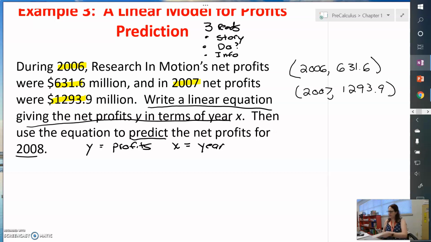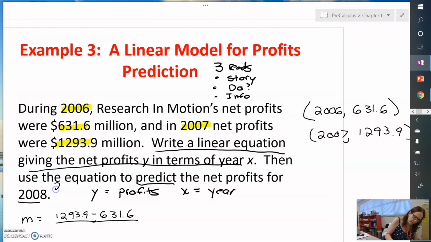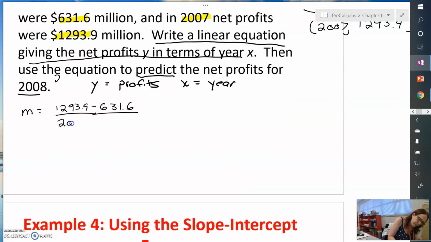And you should have a calculator like this. And we're going to go ahead and calculate our slope. So our slope is going to be y2 minus y1, so 1,293.9 minus 631.6 over 2007 minus 2006. So pause your video and calculate the slope.